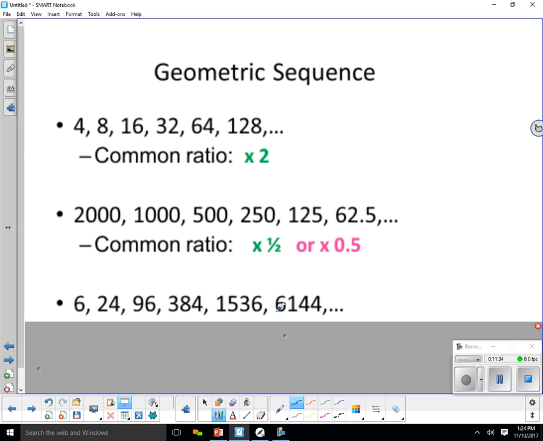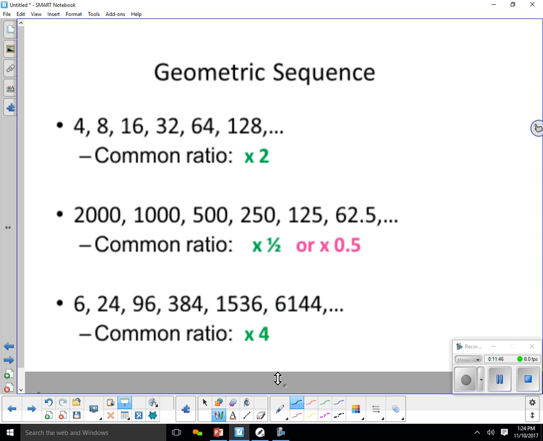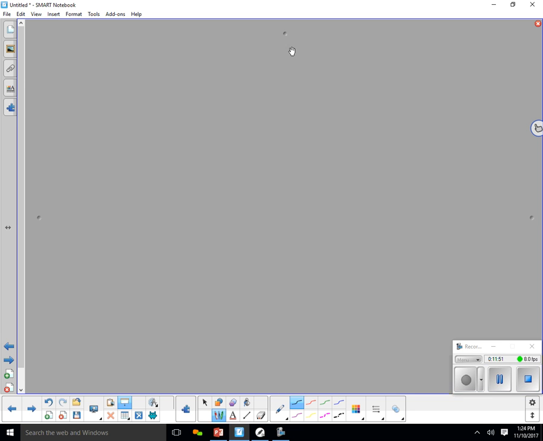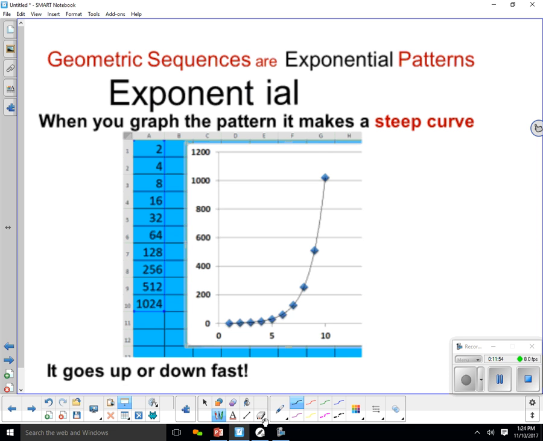4. Now check it. 24 times 4, does it give me 96? Okay, 96 times 4. Does it give me 384? So my common ratio here is going to be timesing by 4. Okay? Alright, now, again, you don't have to graph this one. The exponential pattern is what we get when we graph a geometric sequence. Remember when I said that number increases very quickly? Okay? Look how it goes from a straight line into a curved line. Okay? And it's increasing very quickly.